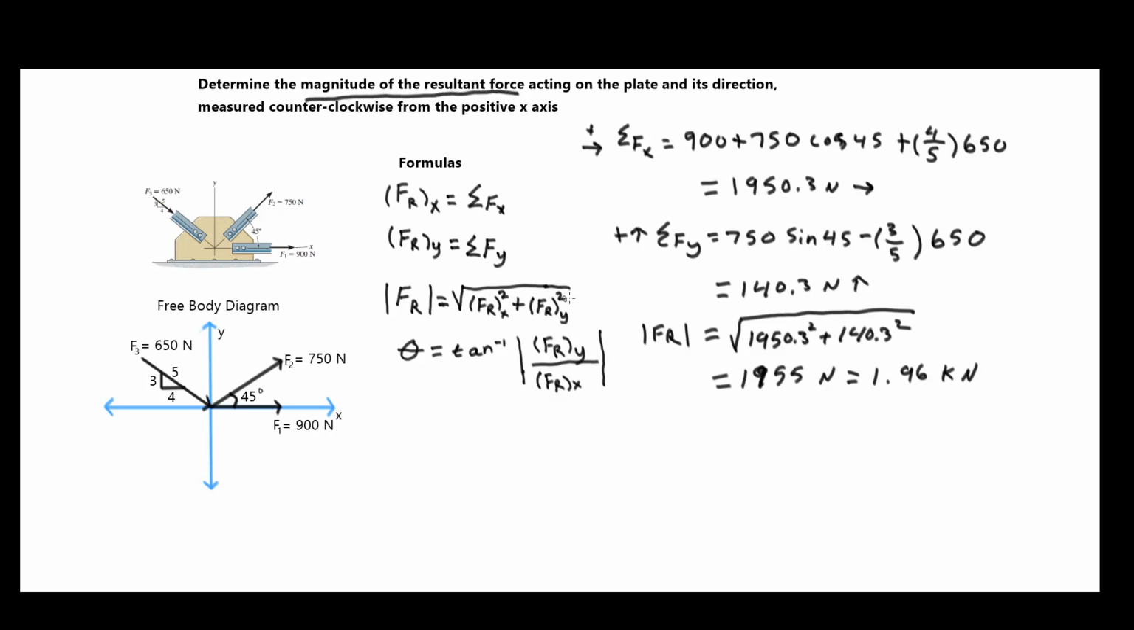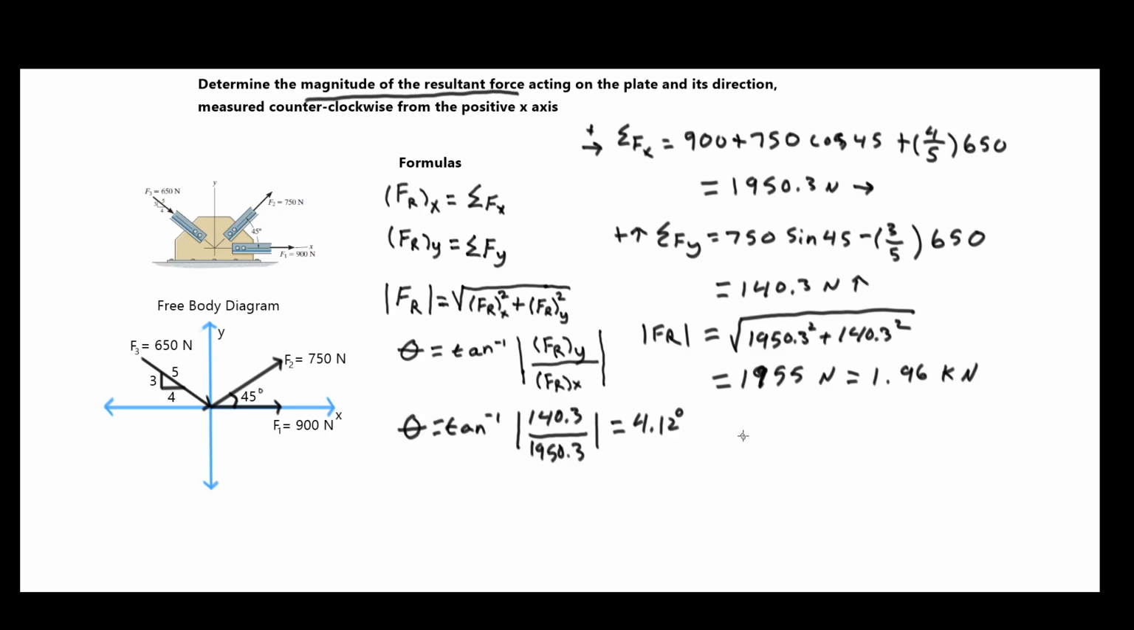Now we just need to find its direction. So we'll use this theta formula here. Theta is equal to the inverse tangent of our y component, which is 140.3, and then our x component, which is 1,950.3. You end up getting an angle of 4.12 degrees.